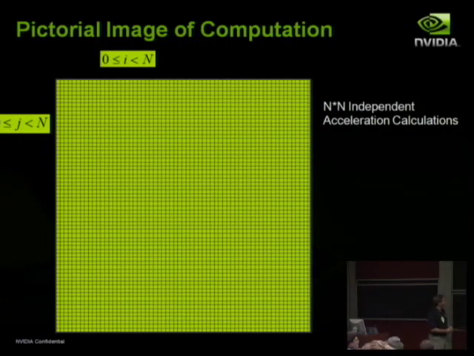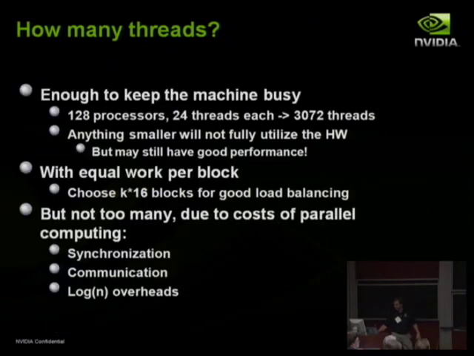So when I think about this method, I always think of a big square. At each one of these green squares, I want to calculate the acceleration between particle I and particle J. So the most parallel you could get, you could even go beyond this. You could do every one of these boxes as a separate thread. That seems like way too much overhead. So how many threads should we use for this?